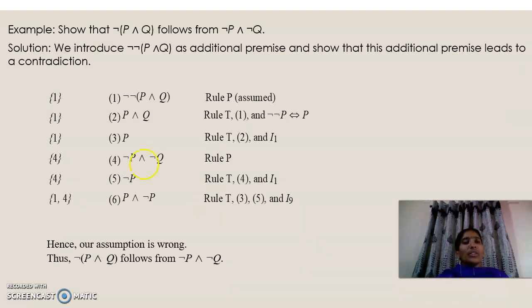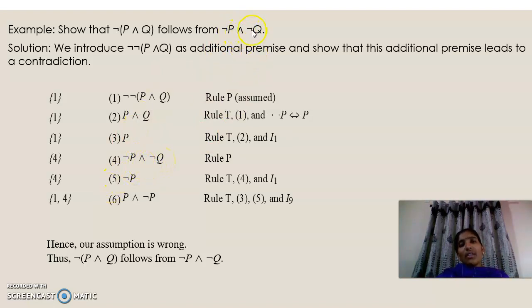So here is an example: show that negation of P and Q follows from negation P and negation Q. So here negation P and negation Q are the premises, and negation of P and Q is the conclusion. In the indirect method, directly you can take the additional premise as the negation of the conclusion. So directly you have to take the negation of P and Q. So negation of negation of P and Q is P and Q. Already we know rule I1: from P and Q, directly you write down P.